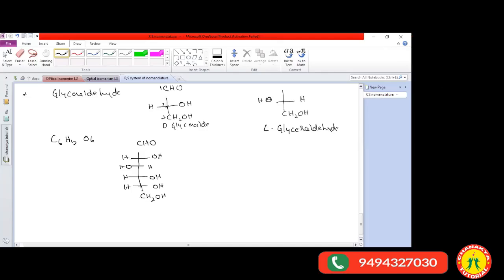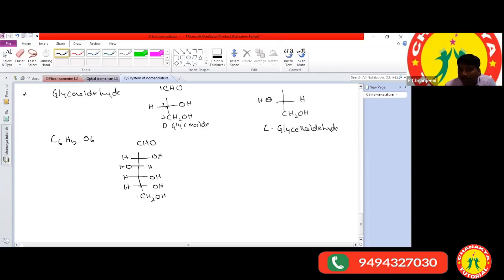Sir, we have to check the last but one carbon. This is the last carbon atom, so the last but one carbon atom is this one. If the OH is present on the right hand side, we call it D glucose. We purchase Glucon D, since glucose gives instant energy, at the pharmacy. If you see the box, they clearly mention D glucose. Capital D represents the configuration of the OH group.